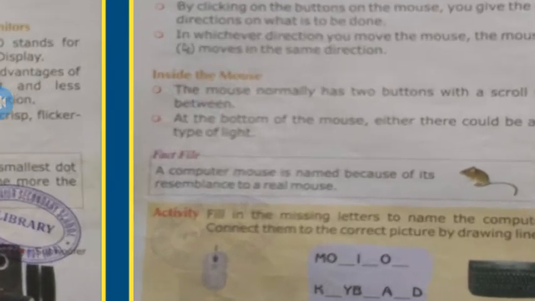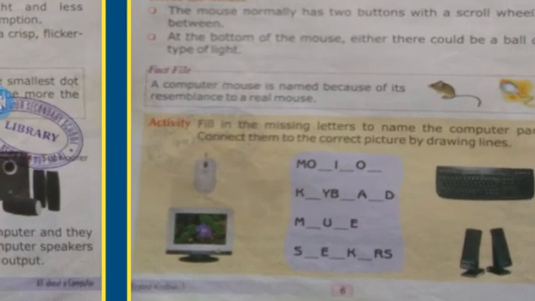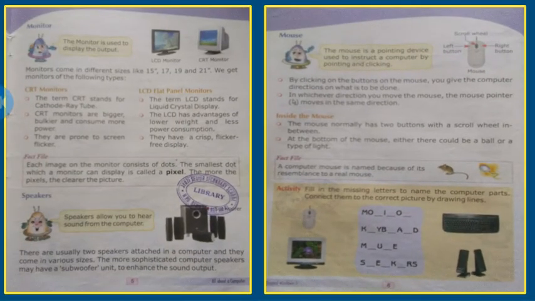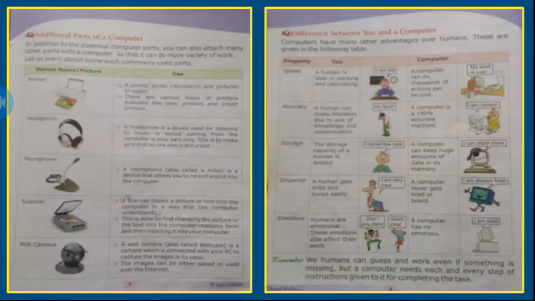So students, I am going to show you one exercise. You have to tell the answers. MO-I-O-. Can you guess what is this? This is the monitor. Second one is keyboard. Third one is mouse. And fourth one is speakers. Clear, students? So this activity you have to do in the book, no need to write in copy.